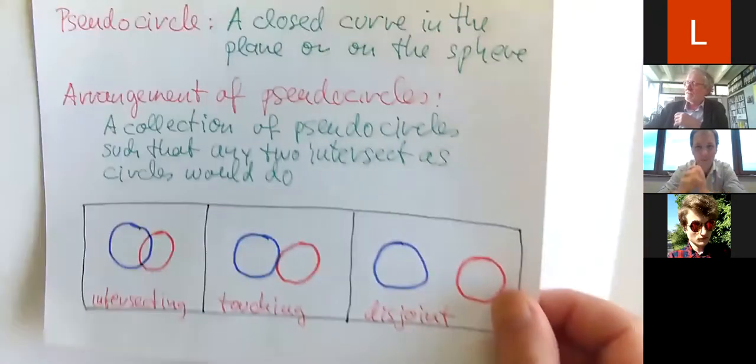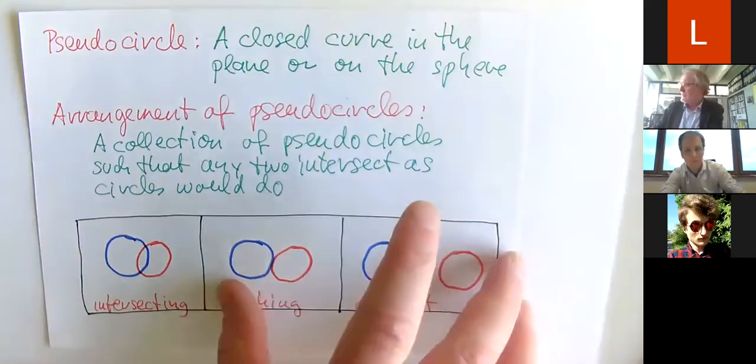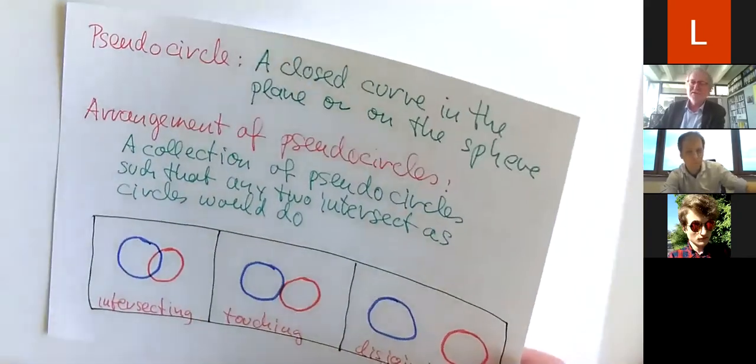So a pseudocircle is a closed curve in the plane or on the sphere. And an arrangement of pseudocircles is a collection of pseudocircles which behave like circles would. So any two of them are either intersecting, touching, or disjoint. Actually, typically we don't look at touching situations, because with a tiny displacement you can make it a lens, and this is more convenient somehow.